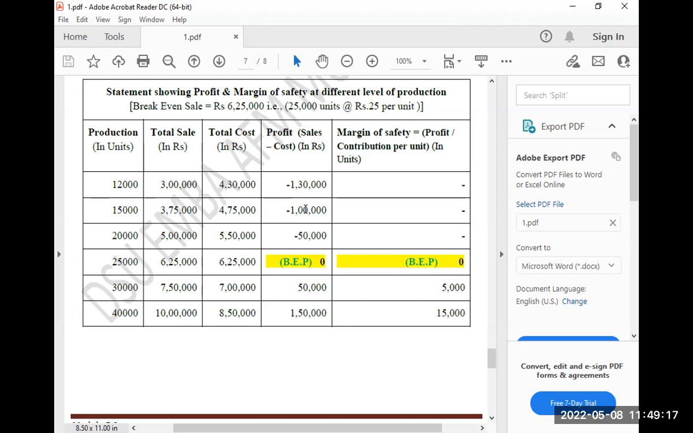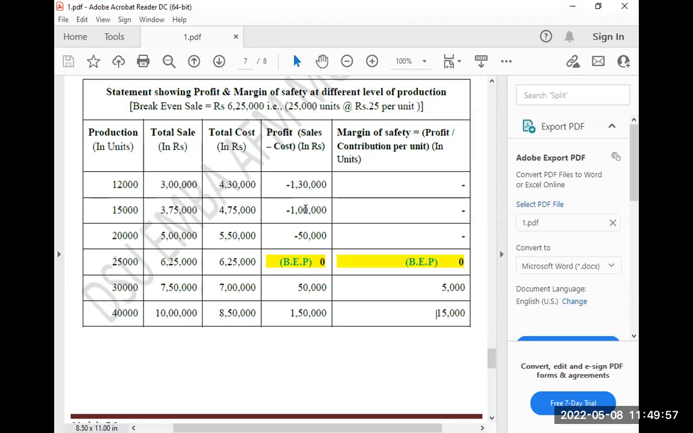Because margin of safety, even at the break-even point you are not safe. You are safe only by no loss. After the break-even point only, you are safe by some amount of money. So margin of safety can be calculated in two ways. One is simple, that is actual sales minus break-even sales. What is actual sales in this case? 30,000. What is the break-even sales? 25,000. So 30 minus 25 is equal to 5,000. Similarly, 40,000 minus 25 is equal to 15,000. This is one way of calculating it.